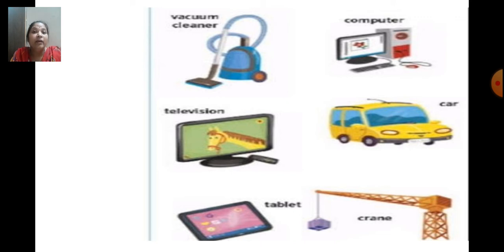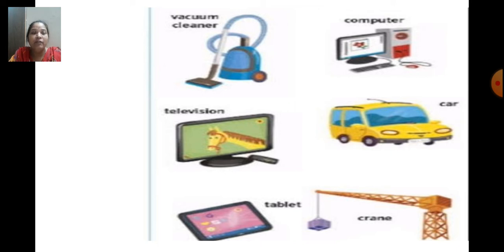Yes, there are so many machines in this picture, like vacuum cleaner, computer, television, car, tablet, crane, etc. We are surrounded by machines around us. We have so many machines around us. And why do we use the machines? What is the use of machines? Can you tell me? Yes, they make our work easier and they do it faster than us, right?